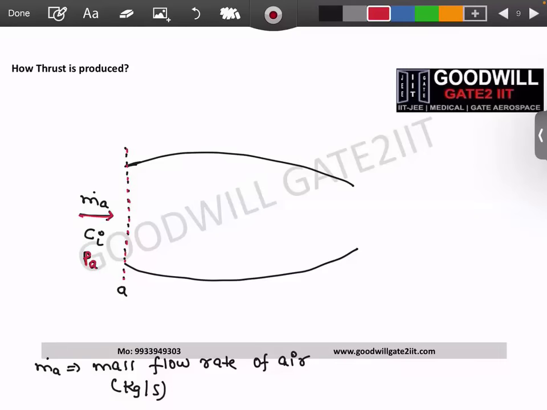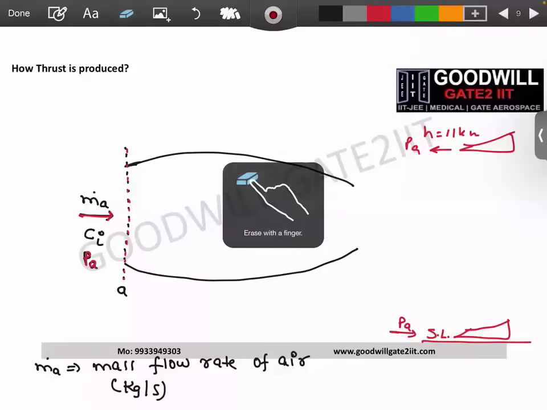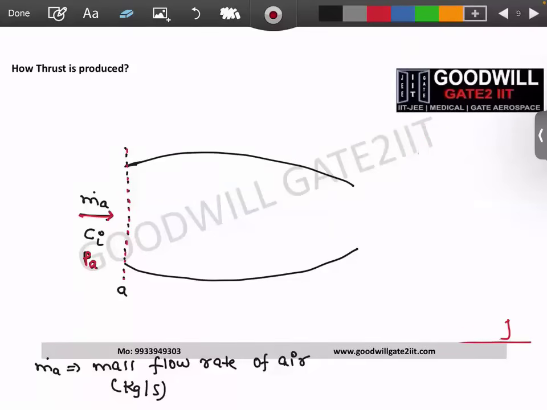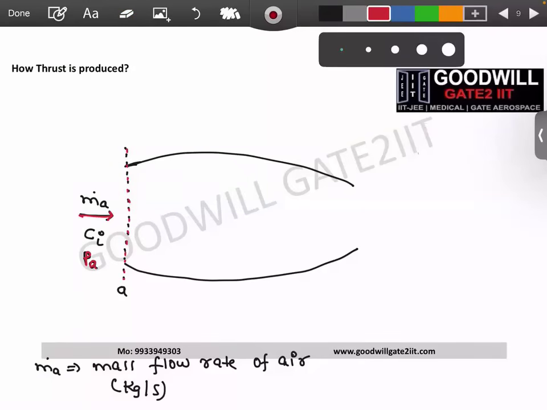Now keep this in mind. This pressure is totally and totally dependent upon where your aircraft is flying. Your aircraft will be flying at sea level. Then you know your pressure will be something else. If your aircraft is flying at, let's say, altitude of 11 kilometers, then your PA will be different because as the altitude goes, pressure will drop. Again, I don't expect you people to know this. We will discuss this, how the pressure varies. You have atmosphere also in your syllabus.